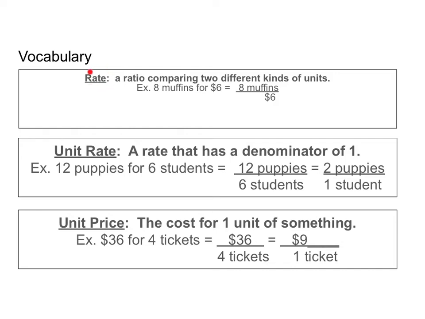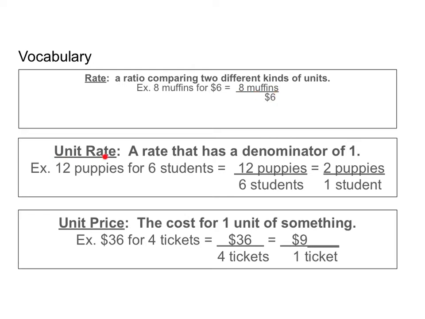So a rate, go ahead and write the vocabulary down. A rate is a ratio comparing two different kinds of units. So a ratio, remember, compares two quantities or two numbers, okay? But a rate compares the ratios with units. And remember, units have some type of meaning. So in this case, it's 8 muffins for $6. So the units here would be muffins and dollars, or money, right? So this would be a rate because it has units on it.